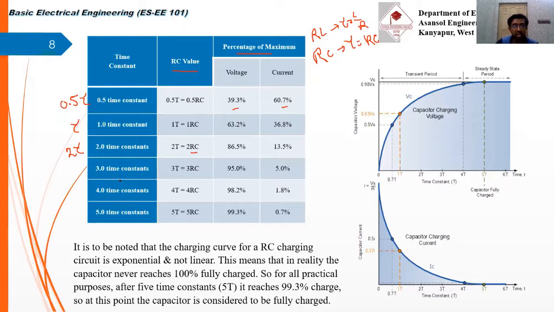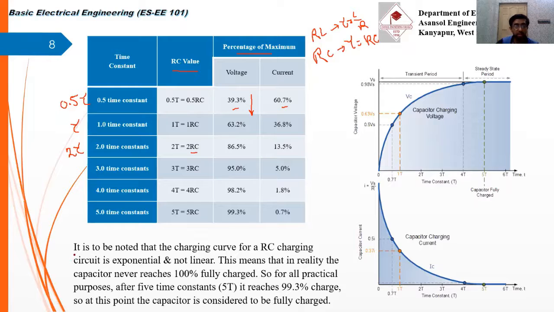Okay, when it is 3 tau, the percentage of voltage is 95%. So see, the capacitor voltage is increasing gradually. Okay, as the time increases, the capacitor voltage is increasing gradually. When it is 4 tau, it is 98.2%. When it is 5 tau, it is 99.3%. That means when the time is infinite, the whole capacitor will be charged fully, and the current that will flow in the circuit will be almost 0.